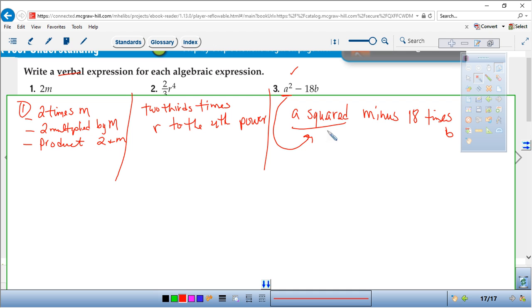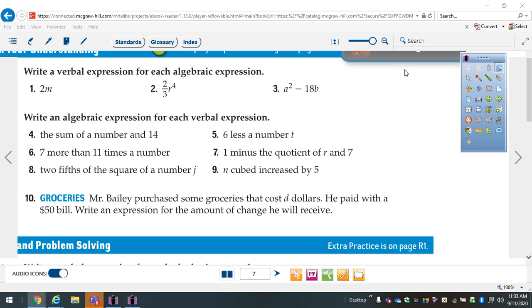Now, I'm just going to say these other ones. If you see the whole thing, what does that mean right there in the middle for me? A difference. So you could say the difference of A squared and 18 times B. You could say 18 times B less than A squared. So there are other ways of saying it or writing it out. You've got to be ready to catch them or understand how they could say it or write it, or try to get it across to you. There are a lot of different ways, so just be aware. Ready to rock and roll.